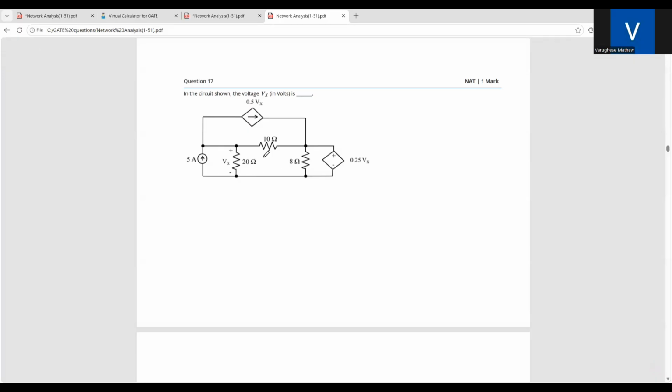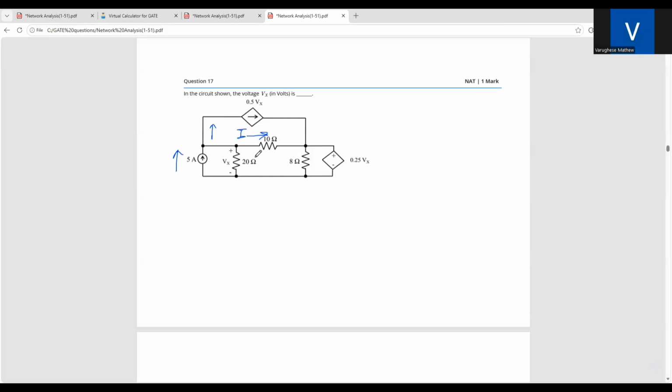Now, here you assume. Let us say this current 5 amps is coming here. 5 amps is coming here, out of which 0.5 Vx is going here. So you don't know the one. Let us assume this as I.